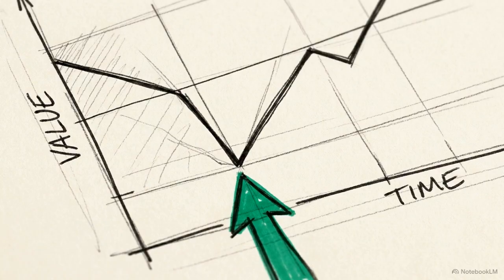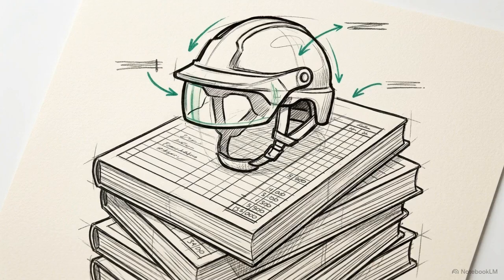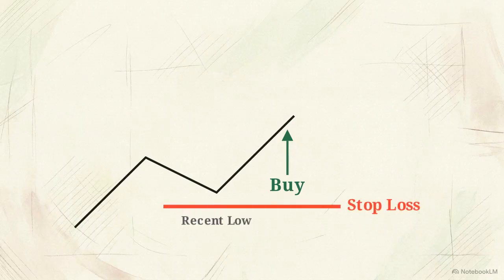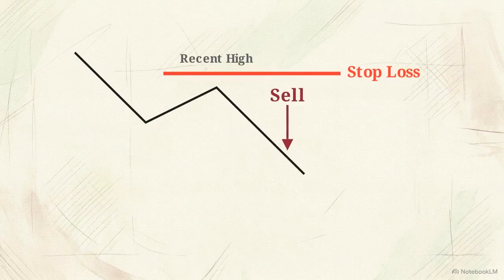But even perfect setups fail, which is why a stop loss is mandatory. It's the helmet you strap on immediately after entering any trade. For a buy trade, you place your stop loss just below the most recent low point on the chart. If you are executing a sell trade in a downtrend, you place that protective line just above the most recent swing high.